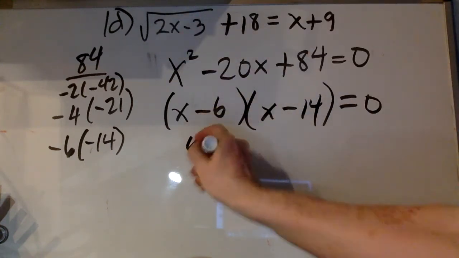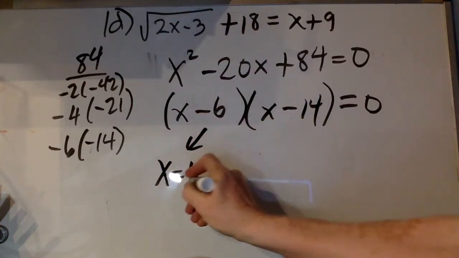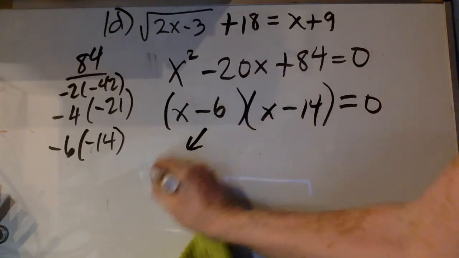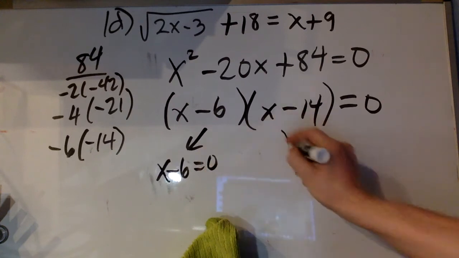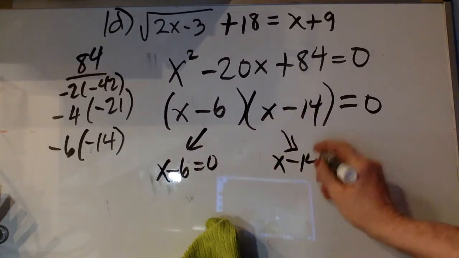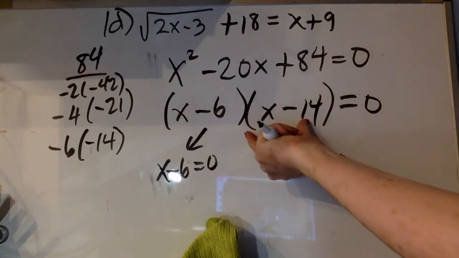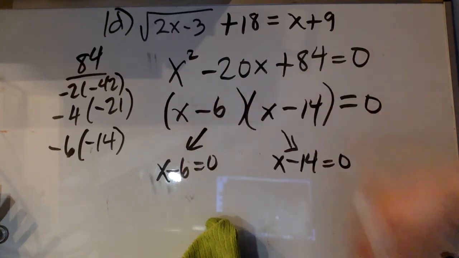And then when we're all done, we get a solution of x equals 6 because you set each factor equal to 0. Maybe I did that too fast. So we'll have x minus 6 equals 0, or x minus 14 is equal to 0, using the zero product property that when two things multiply together to give you 0, then one of them has to be 0.